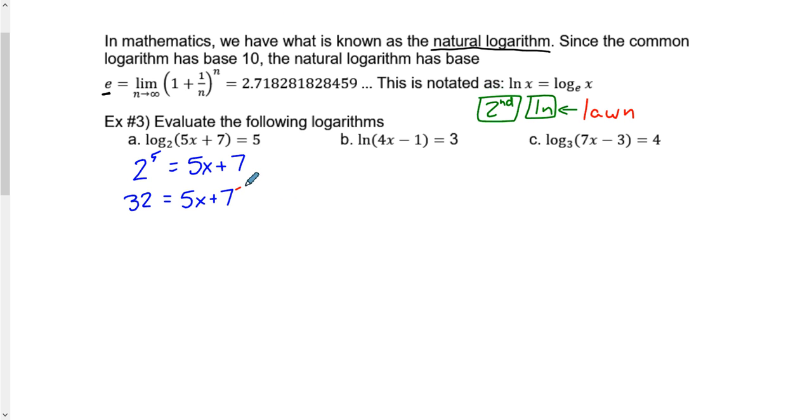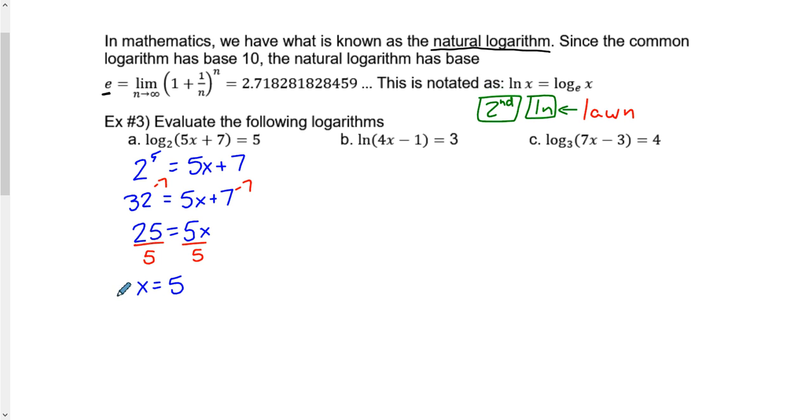Well, how do we solve? We subtract the 7. 25 equals 5x. And then to solve for the x, we divide by the 5. So x equals 5.